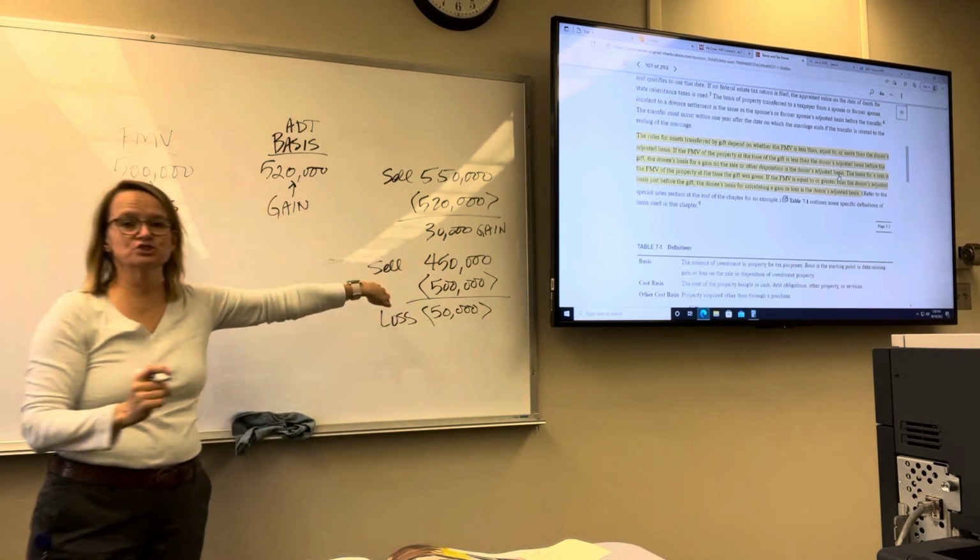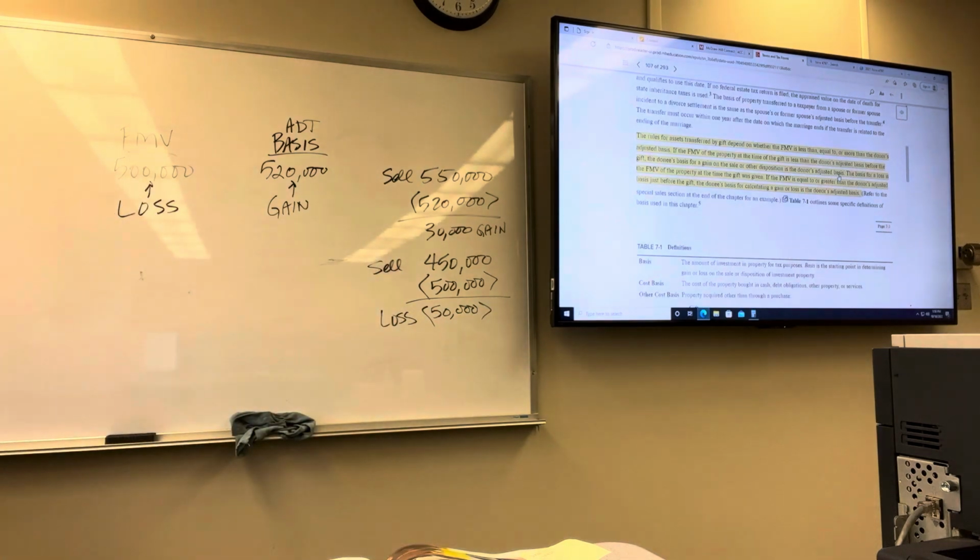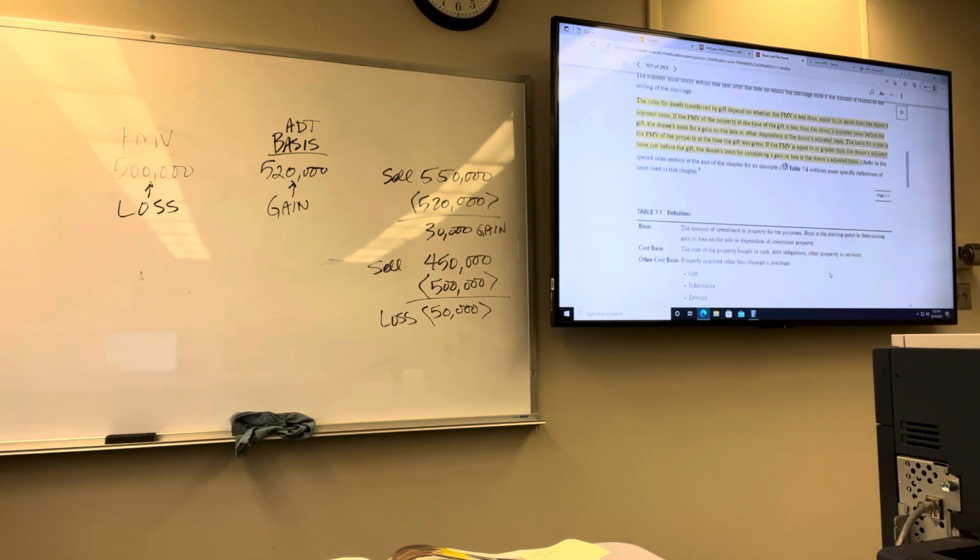So that basis changes. Which basis we use changes depending on whether it's a gain or loss, but that's only if the adjusted basis is greater than the fair market value. If it's the other way around, then you just use the adjusted basis. Okay? That's if it's transferred by gift. Inheritance was a lot easier, wasn't it?